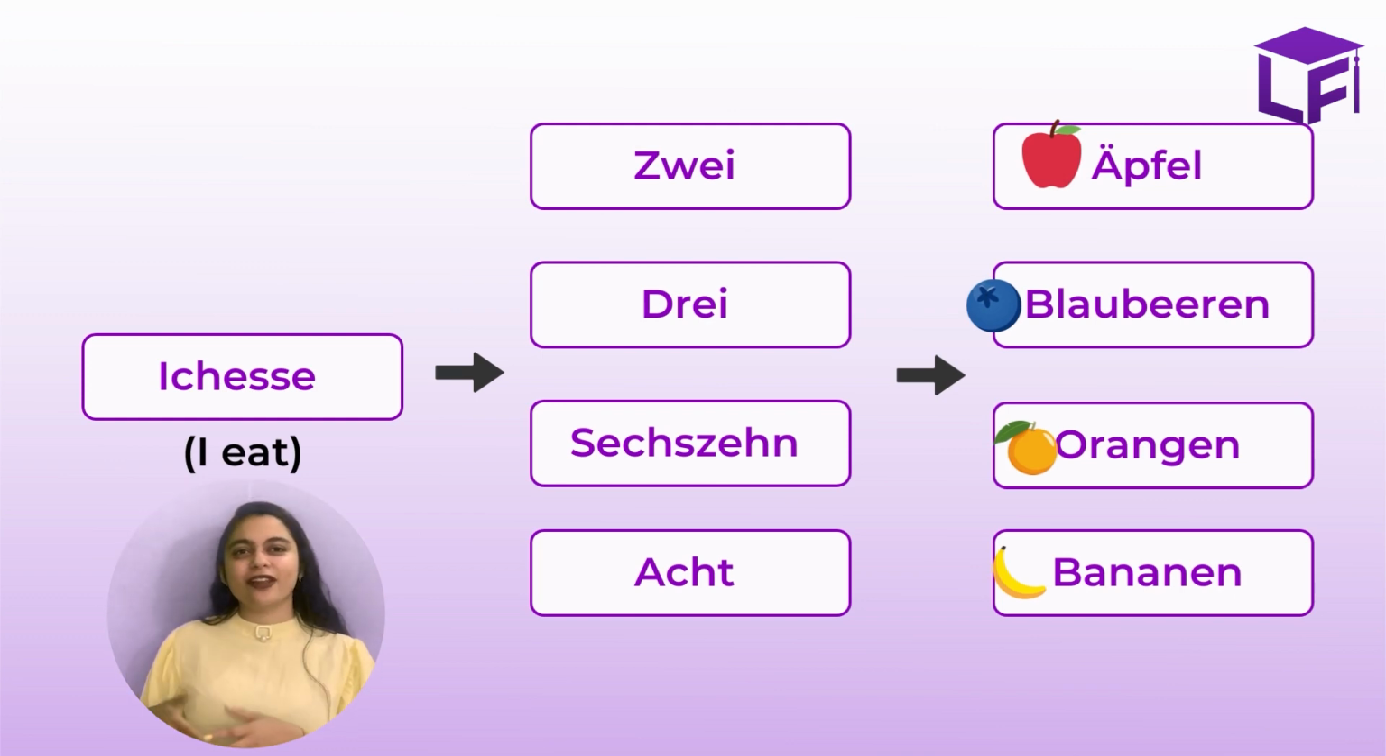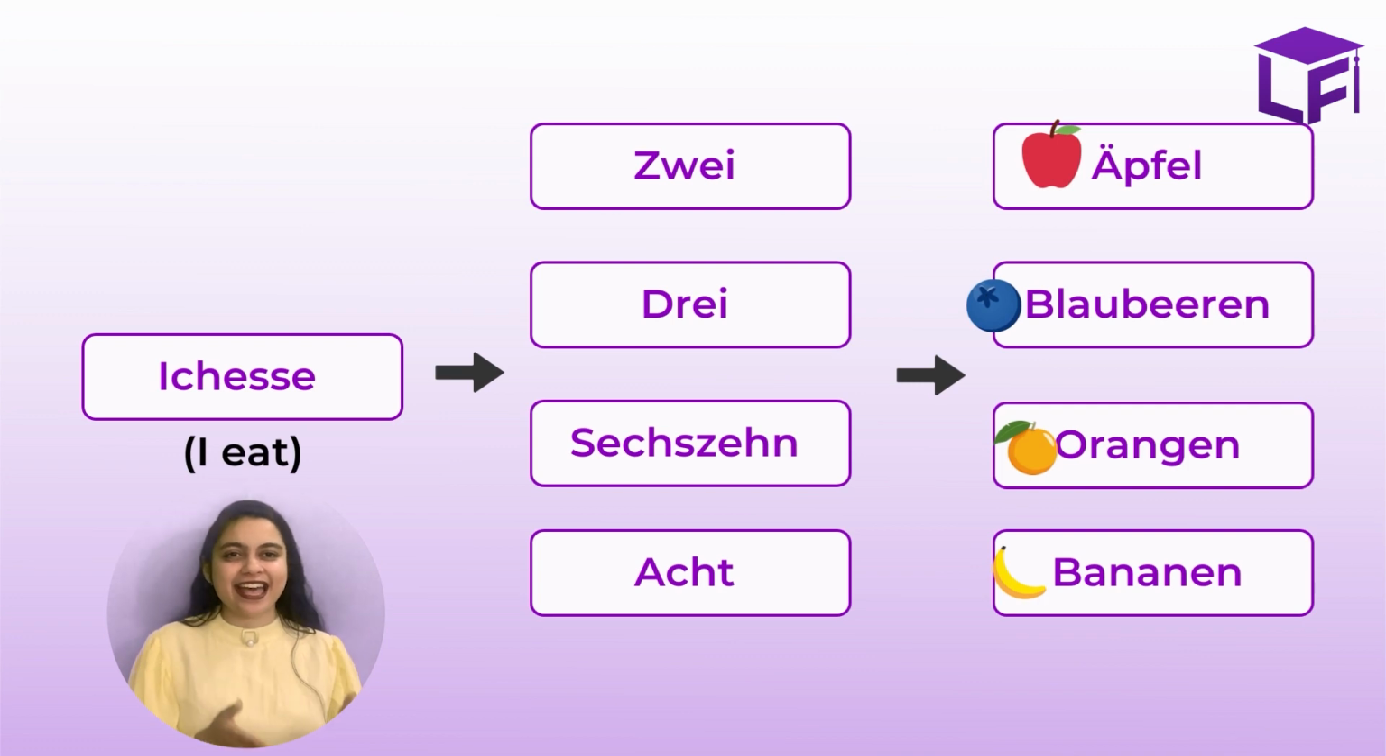So the first column says, Ich esse. Ich in English means I. Esse means to eat. Okay? So, ich esse practically means I'm eating or I eat. That is all that the first column says.